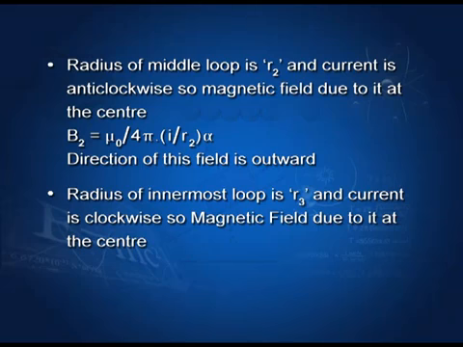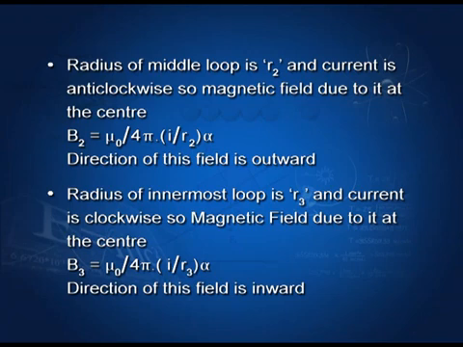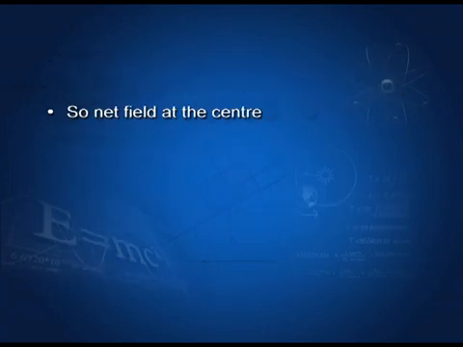So the magnetic field due to it at the center, B3, will be equal to μ₀/4π × I/R3 × α. The direction of the magnetic field will be inward using the same rule. So the net field at the center B equals B1 minus B2 plus B3.